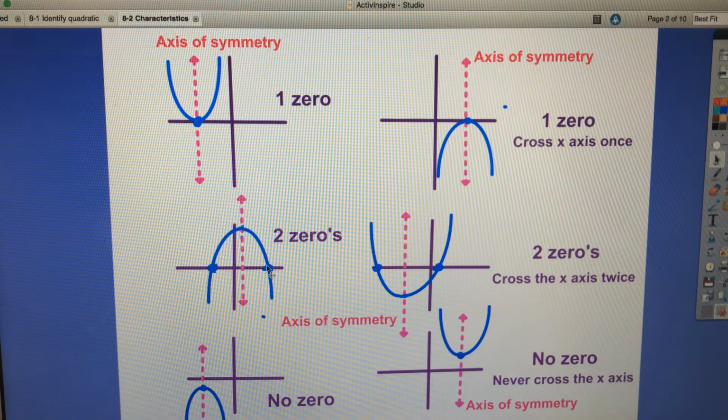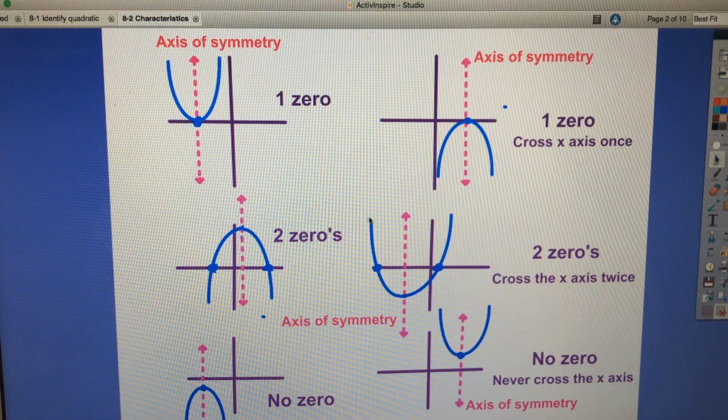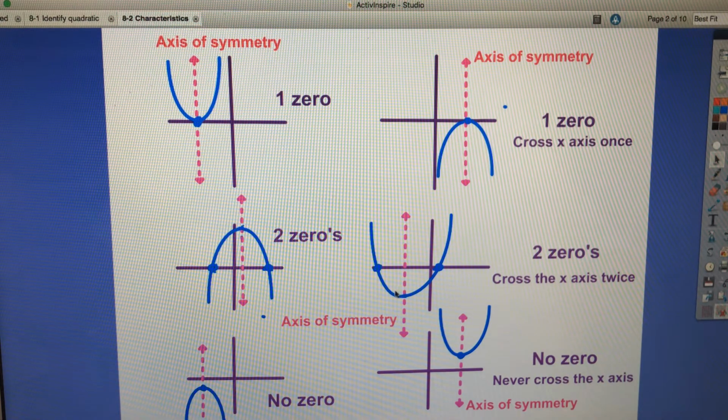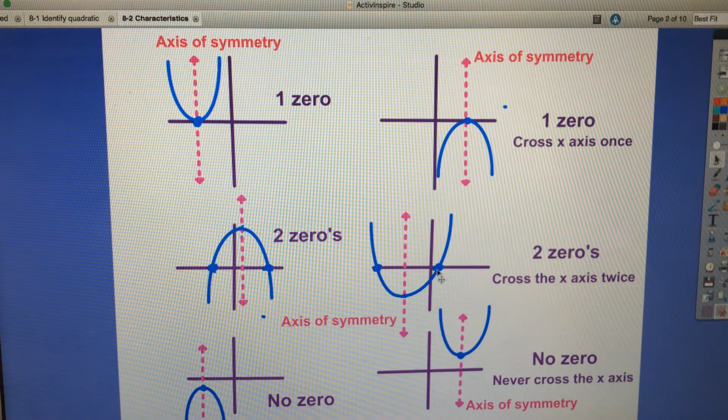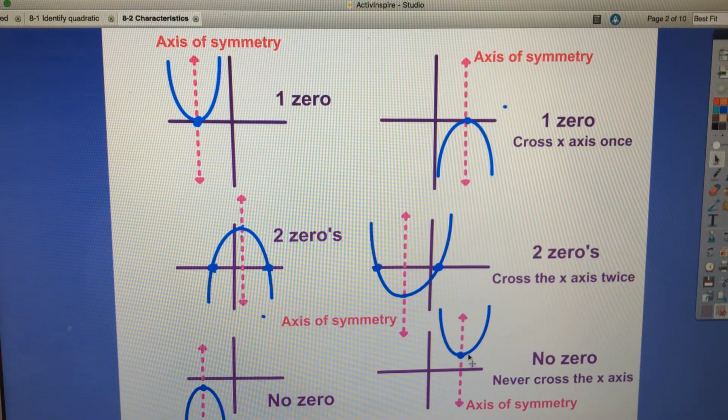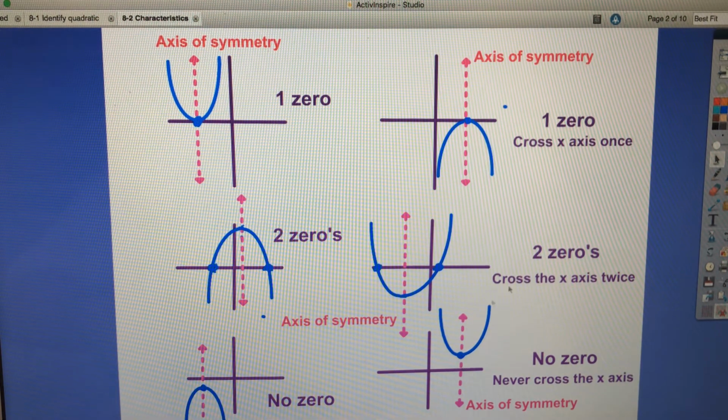Crosses the x-axis twice. I have 2 zeros here. Here's my axis of symmetry, and here are my 2 zeros. This parabola opens upward. It, again, has a minimum, so it crosses the x-axis twice. My last 2 on the bottom have no zero at all. They never cross the x-axis. They have a maximum below the x-axis, a minimum above the x-axis.